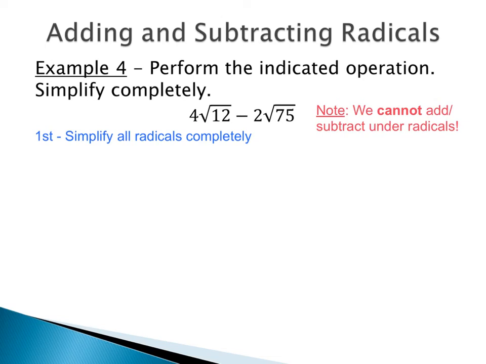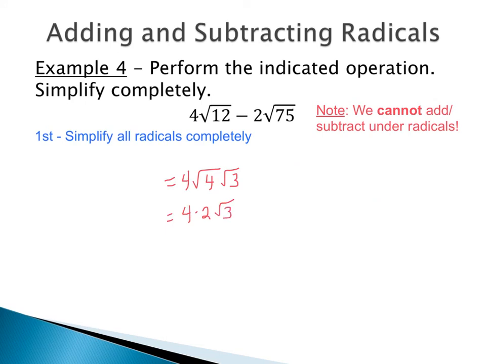So our 4 square root of 12, that 4 is just going to hang out on the outside until I simplify the square root of 12. So I'm going to have 4, and then square root of 12, largest perfect square factor is going to be 4, and then we're left with a square root of 3. I'm going to keep simplifying this down until I'm completely simplified, and then I'm going to go over to the 2 square root of 75. So 4, square root of 4 is just 2. And then square root of 3.